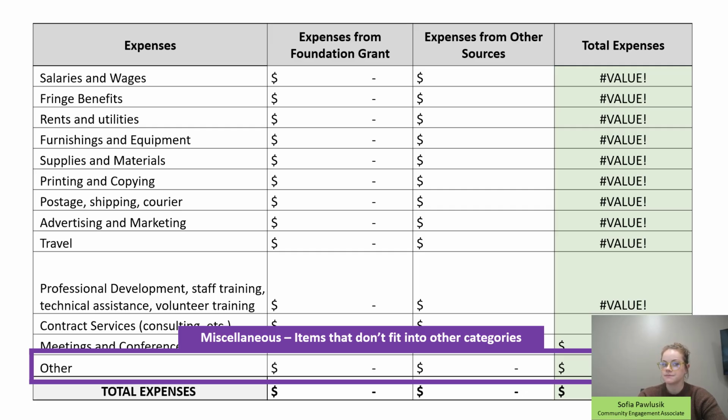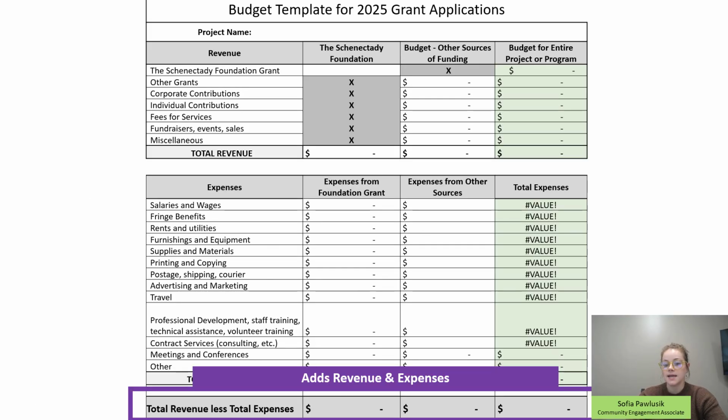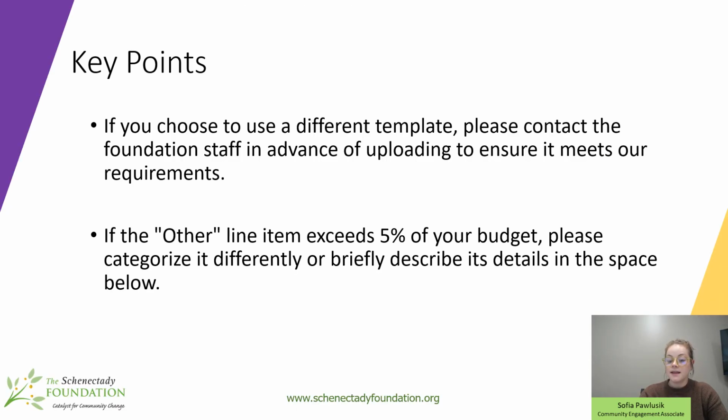The last aspect of our budget form is the total revenue less total expenses. This row compares all revenue and expenses. There is no need to add any data as these formulas are entered and calculated for you. This will show whether you have a balanced budget or you are lacking in certain areas. And that is our budget template for this year.